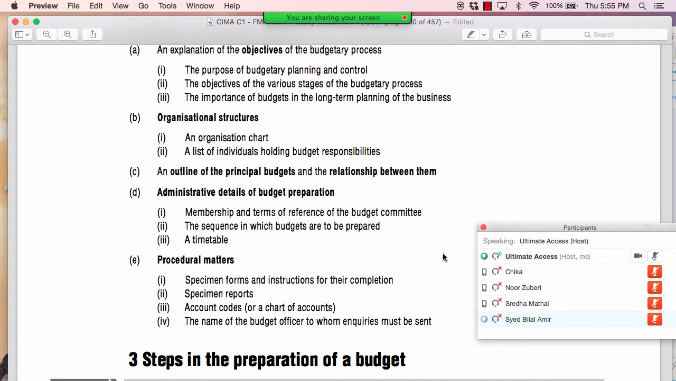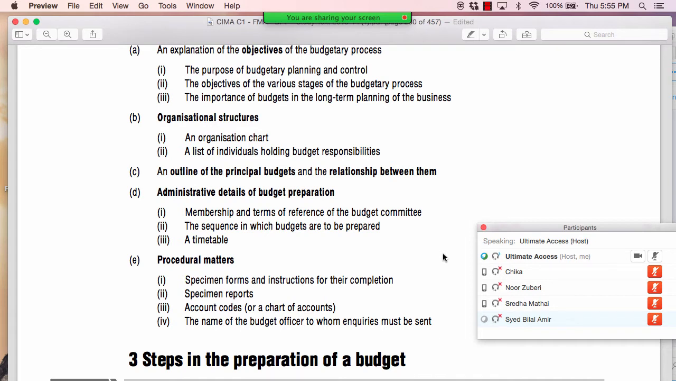So again, this is communication to people who are involved in the whole budgeting process as well as for new employees. It's clearly giving that guidance, right? What is the governance that they follow? And the last one, what are the procedural matters, right? Specimen forms, instructions for their completion, what are the account codes, right? The name of the budget officer to whom inquiries must be sent.